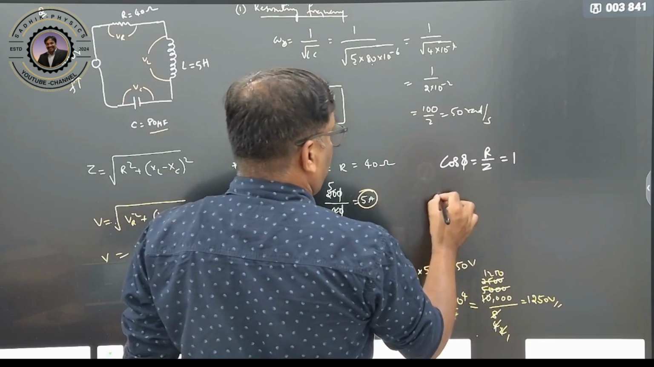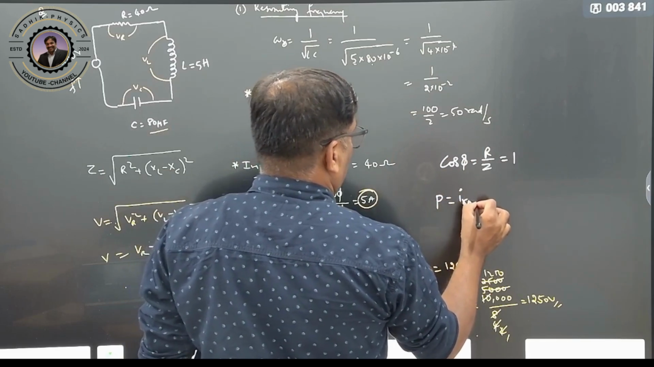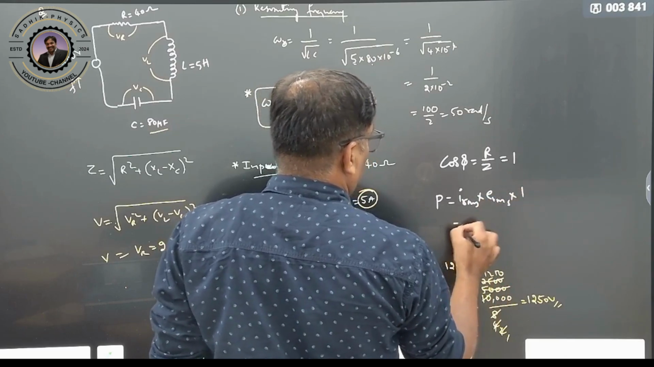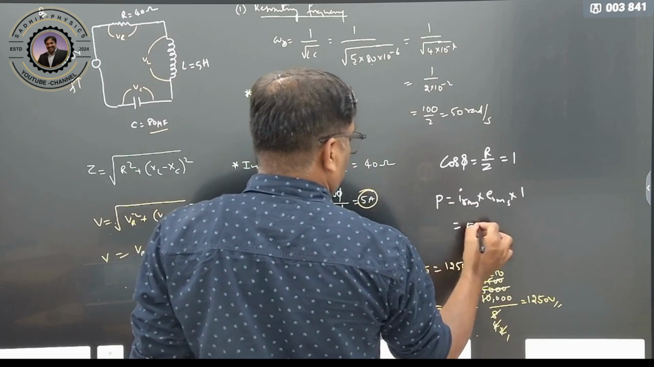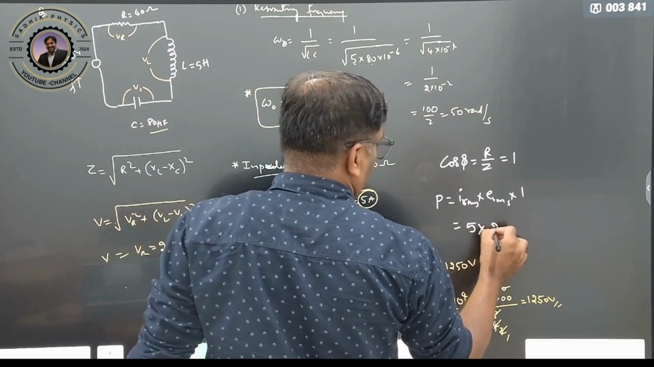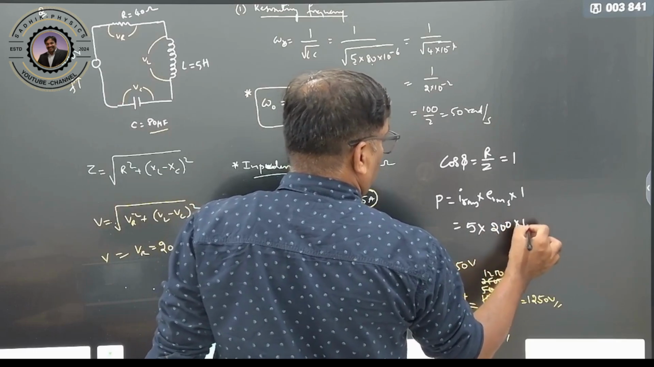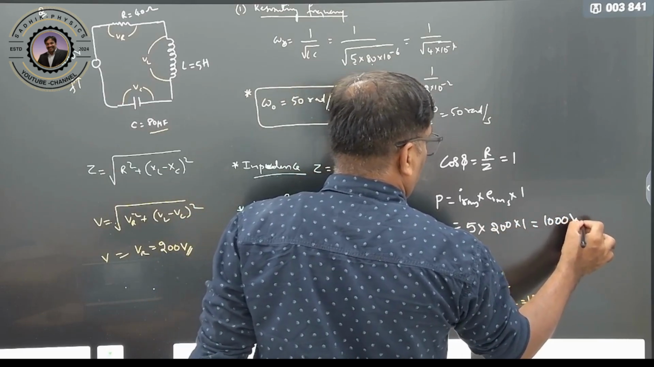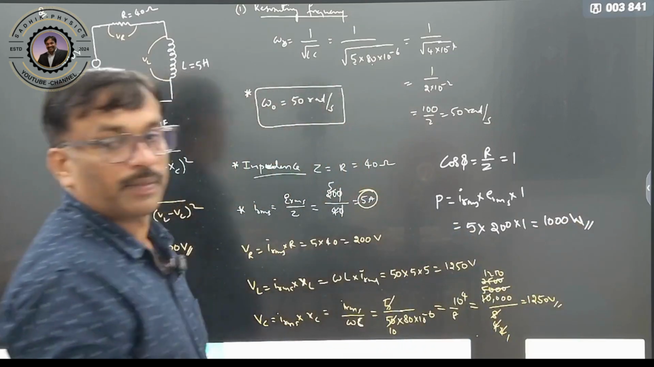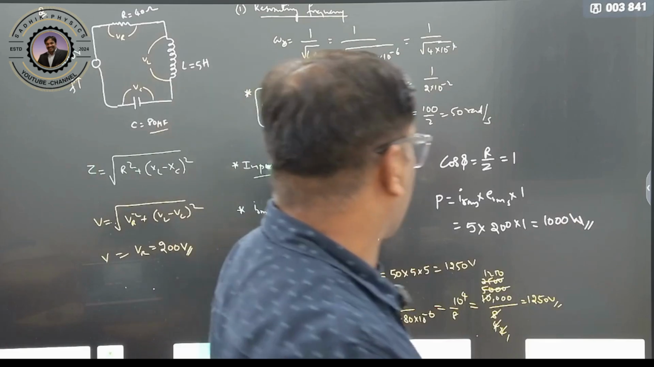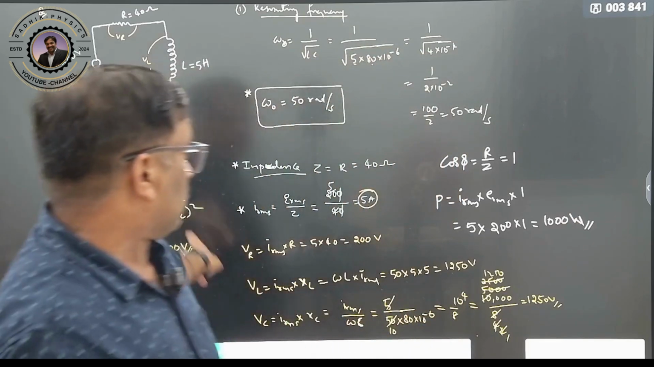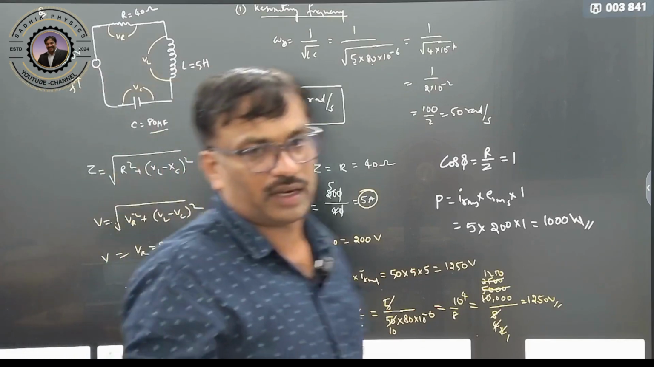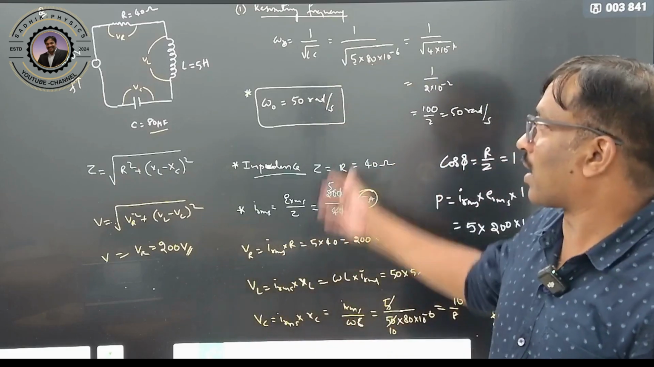So what will be the power now? Power is nothing but IRMS into ERMS into cos phi. IRMS is how much? 5, into ERMS, which is 200, into 1. Therefore 5 times 200 is 1000 watts. Clear? In this way you can calculate all about the RLC circuit, with different combinations, you can calculate what the values are.